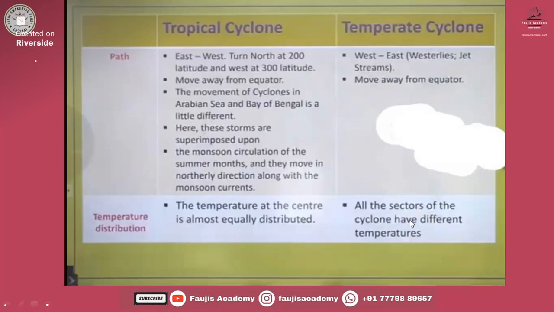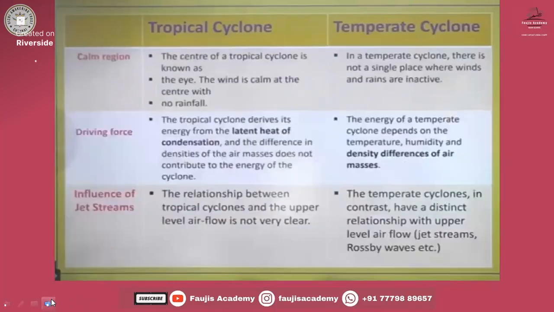And here, all the sectors and regions will have different temperatures. Then calm region. The center of the tropical cyclone, that eye, will be calm, and in that eye there will be no rainfall. In a temperate cyclone, there is not a single place where winds and rains are inactive. It will be raining everywhere. Then the driving force here is the latent heat of condensation, and vaporization also, where we have the heat loss.